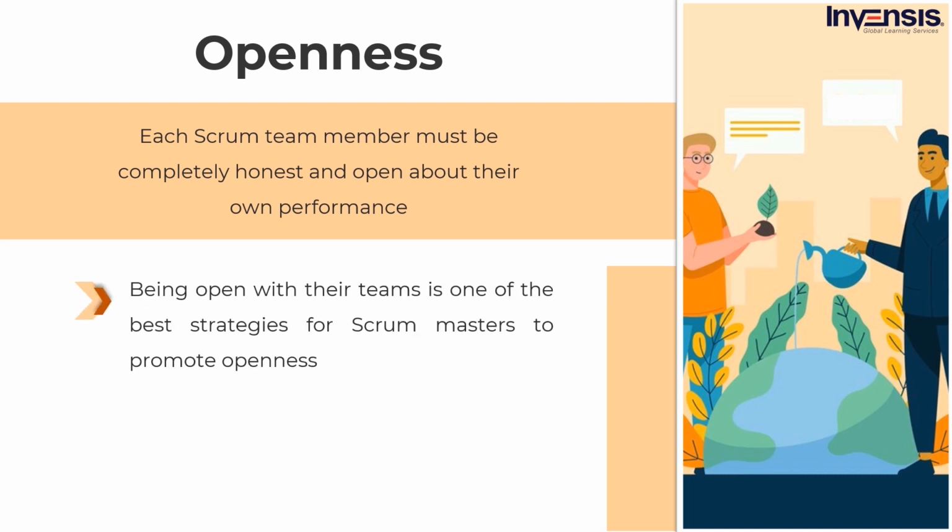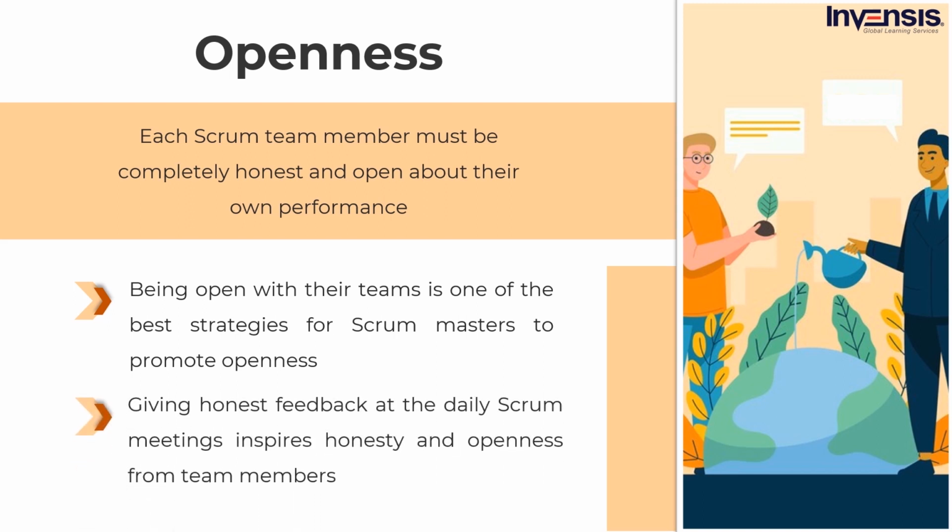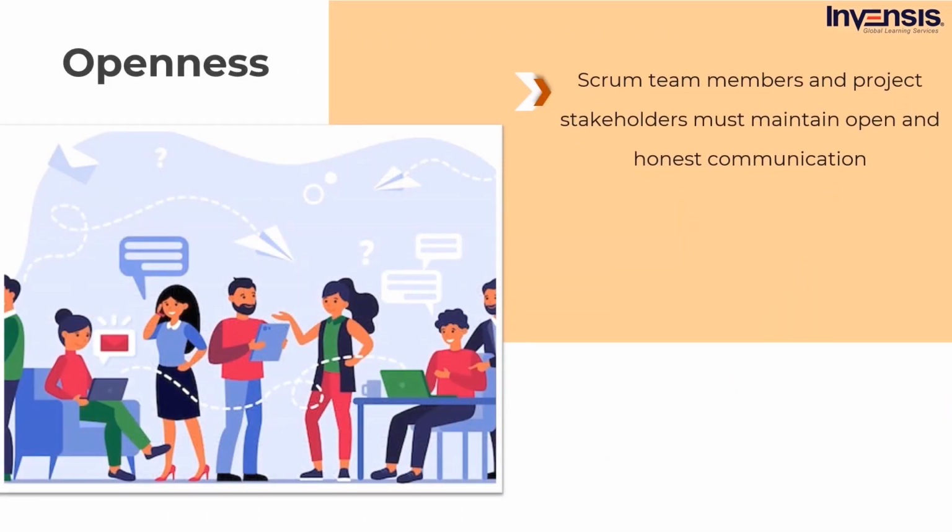Being open with their teams is one of the best strategies for Scrum Masters to promote openness. Giving honest feedback at daily Scrum meetings is not only crucial for making required adjustments, but it will also inspire honesty and openness from team members. Scrum team members and project stakeholders must maintain open and honest communication.